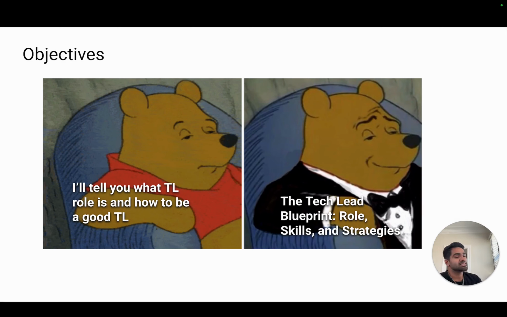So with that, let's get into the objectives and the course structure. I could be informal and say that I'll tell you what the tech lead role is and how to be a good TL. But a little bit more formally, what I've tried to do is create a blueprint here so that you go home with a very good understanding of what the TL role is, what good TLs are like, what great TLs are like, and then how can you become a TL?